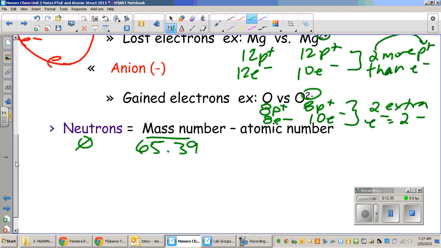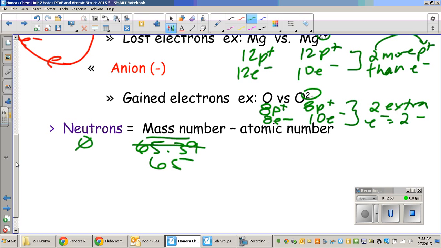But the decimals occur due to different numbers of isotopes. So I'm going to round this to 65 because I need a whole number, because I can't have half of a neutron or half of a proton or half of an electron. Those all come in whole integer increments. Anyway, so the mass number of zinc is 65.